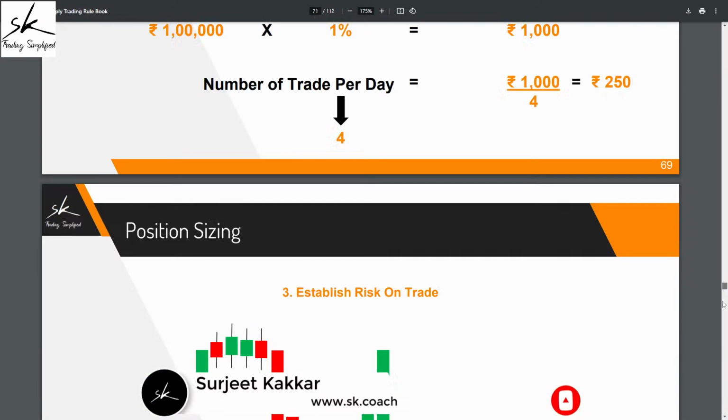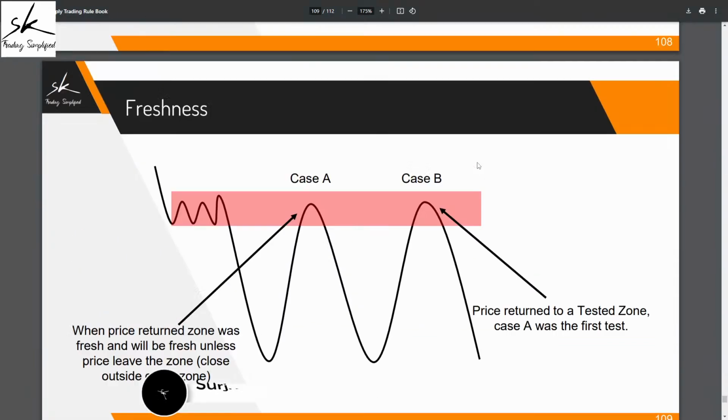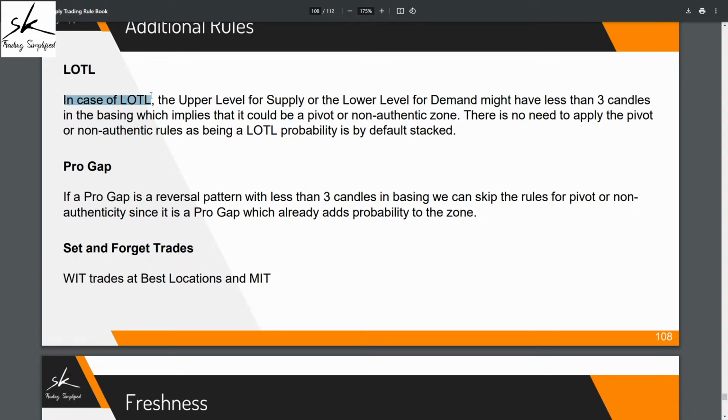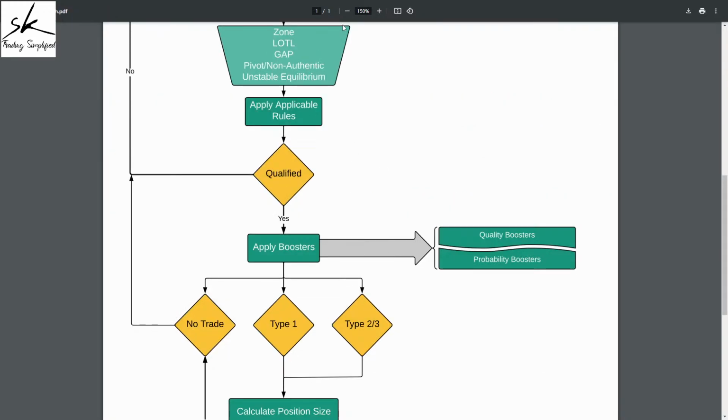And the reason for that is, if you go to the rule book, you will see that I have given you a rule that in case of level on top of level, there is no need to apply the pivot or non-authentic rules, because being a case of level on top of level, by default stacks that extra probability we are looking for, right? So whenever we have a structure of pivot or non-authentic zone, we try to add those positive factors. But since it is a case of level on top of level, we already have that positive factor, which is where we need not apply the rules of pivot and non-authenticity, not an unstable equilibrium structure.